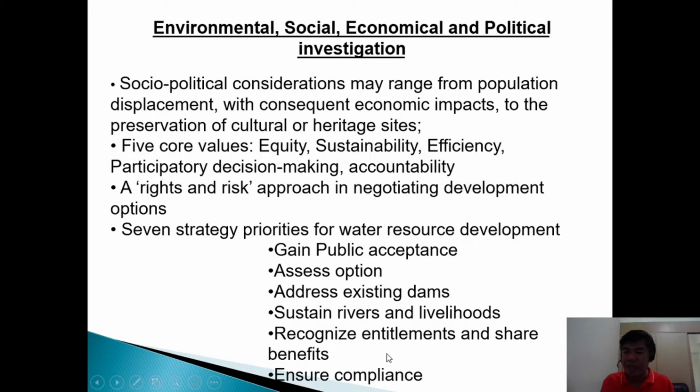Recognize entitlements and share benefits. Of course, the people will be looking into what they will get after they are relocated, and so on. So there are a lot of negotiations in it. Another one is ensure compliance. We always have to ensure this, especially for environmental policies, because we have to make sure that it is sustainable and at the same time it is not destroying the environment.